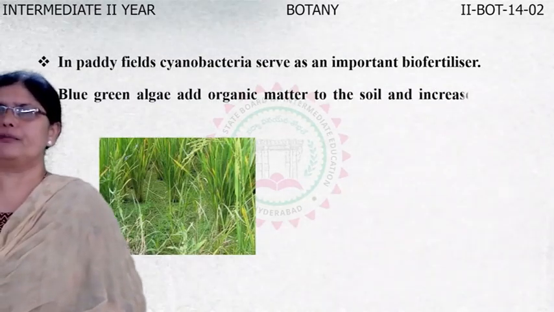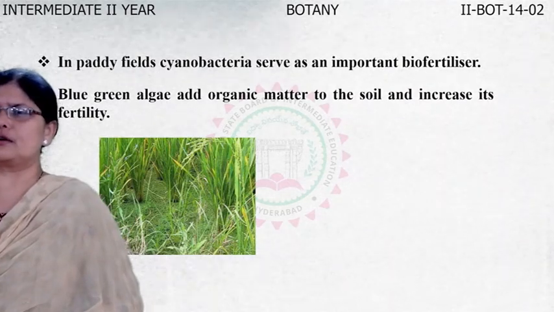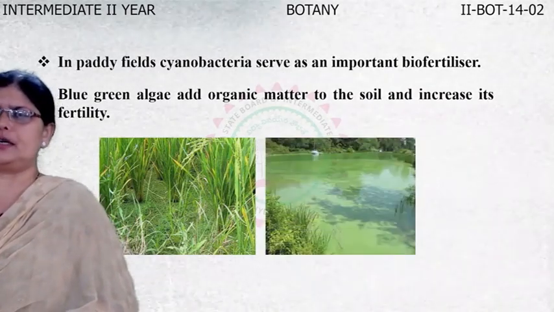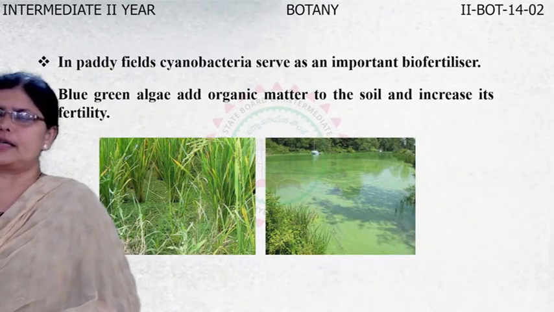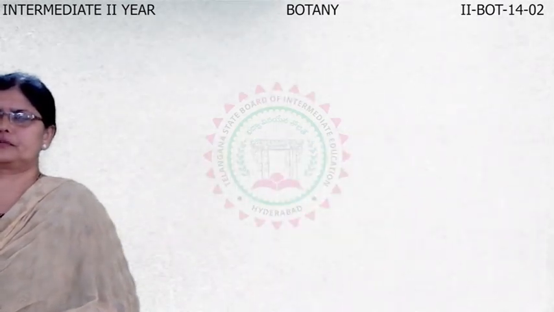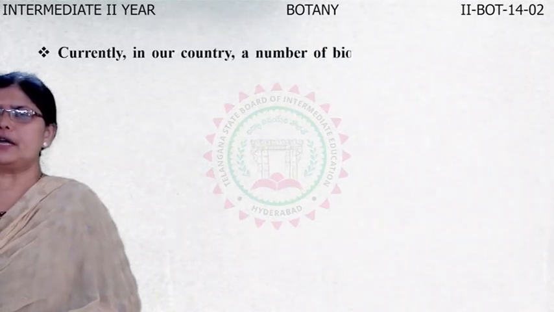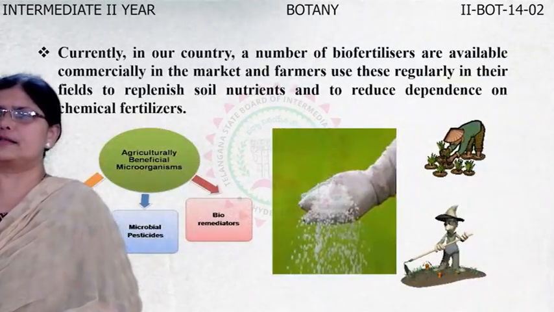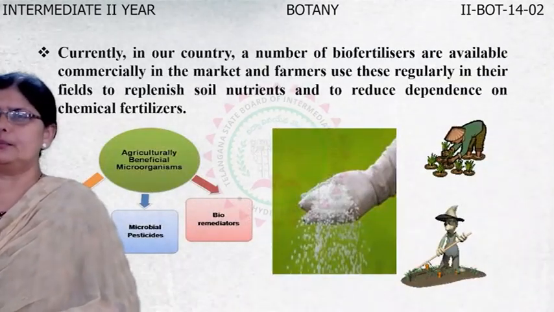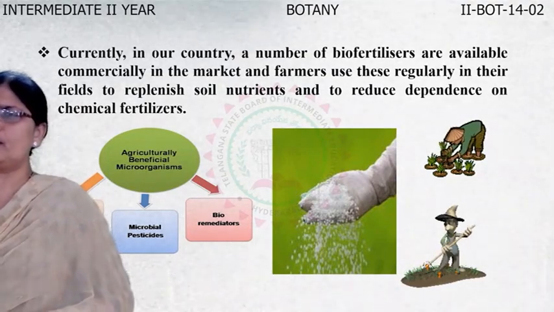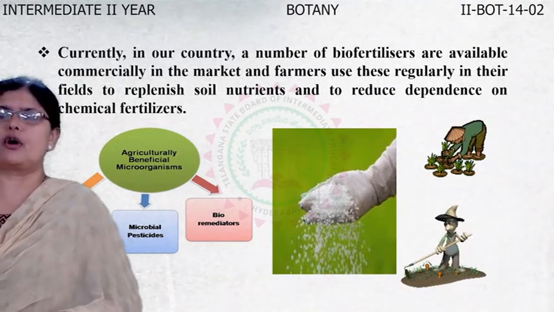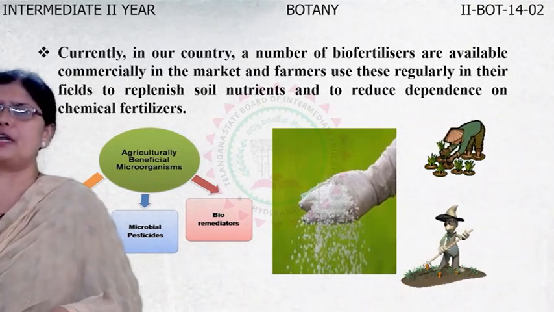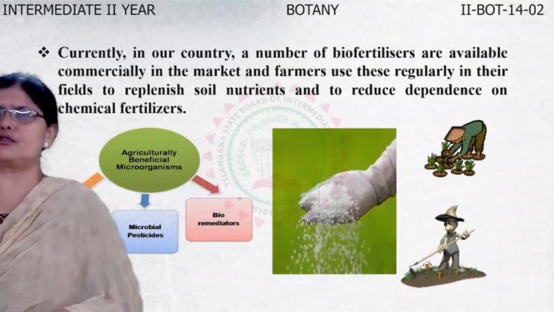Blue-green algae also add organic matter to the soil and increase its fertility. Blue-green algae are nothing but the cyanobacteria. Currently in our country, a number of biofertilizers are available commercially in the market, and farmers use them regularly in their fields to replenish soil nutrients and to reduce dependence on chemical fertilizers, which are very harmful and cause various kinds of pollution.